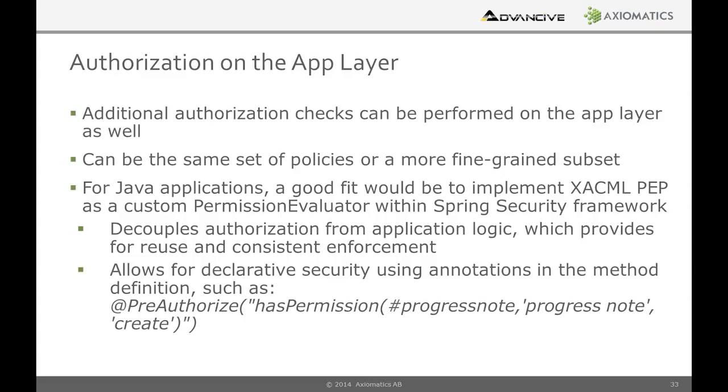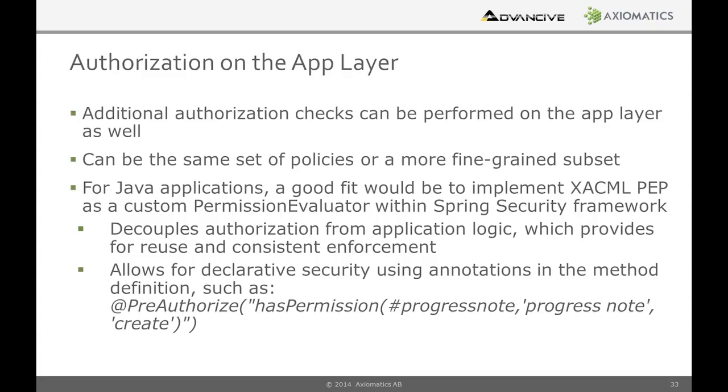And so for Java applications, as with this particular project, we found a good fit to use the Spring Security Framework, where we can implement an XACML PEP using a custom permission evaluator implementation. What it really does is allow us to completely decouple the authorization from the application logic, right? You can reuse those classes across different applications. You can ensure consistent enforcement of those policies across multiple apps. And it really allows for declarative security.